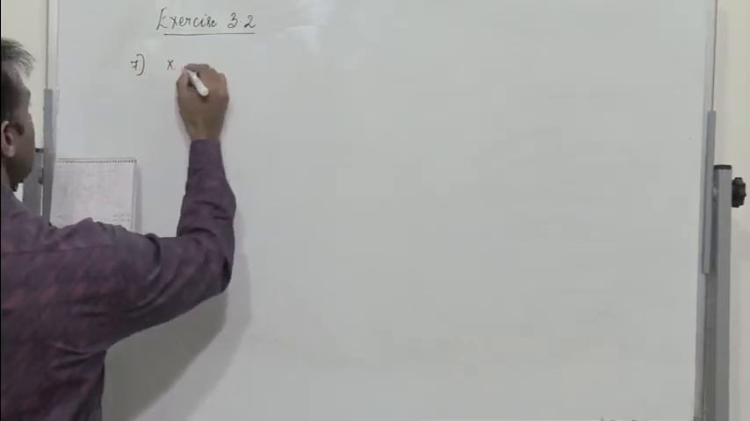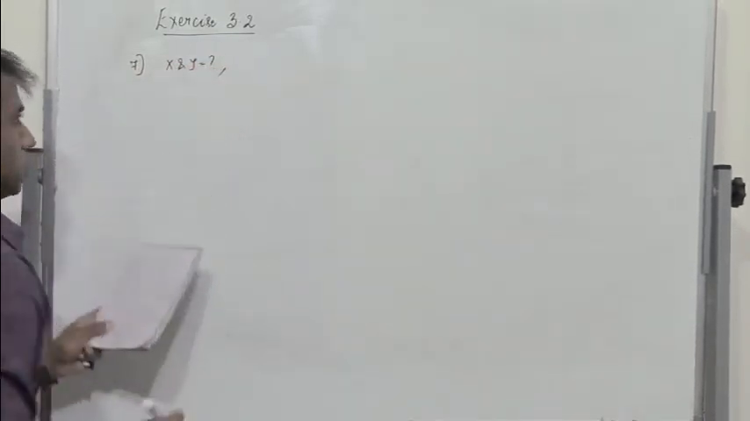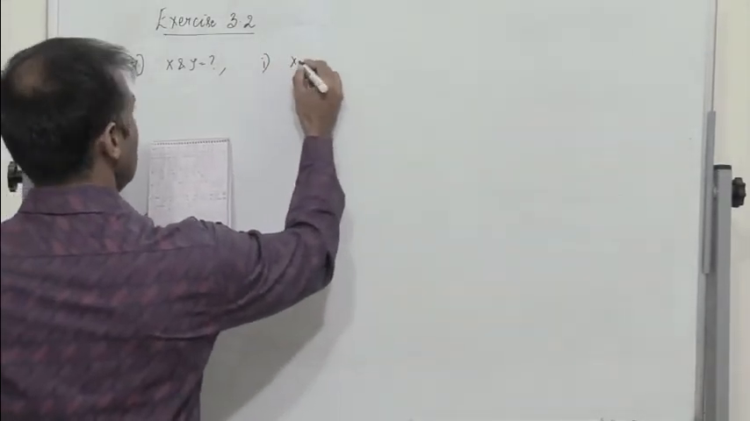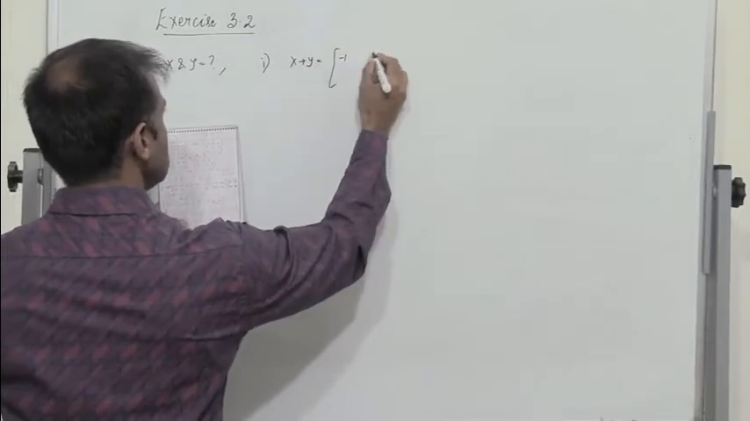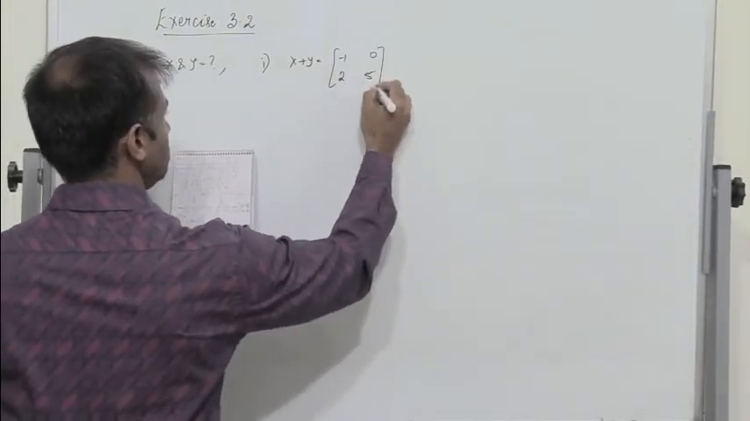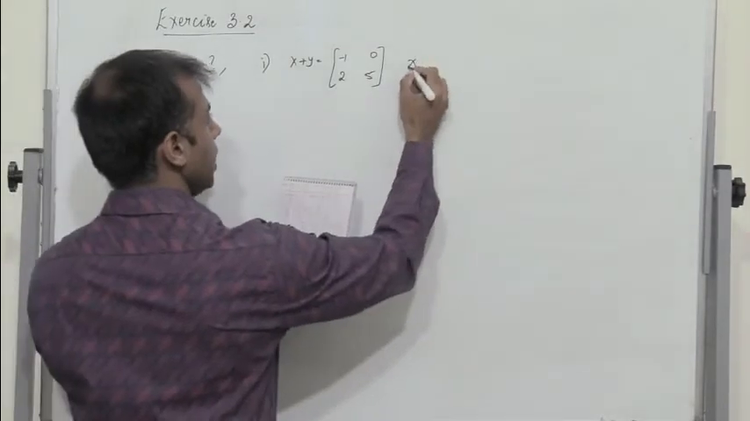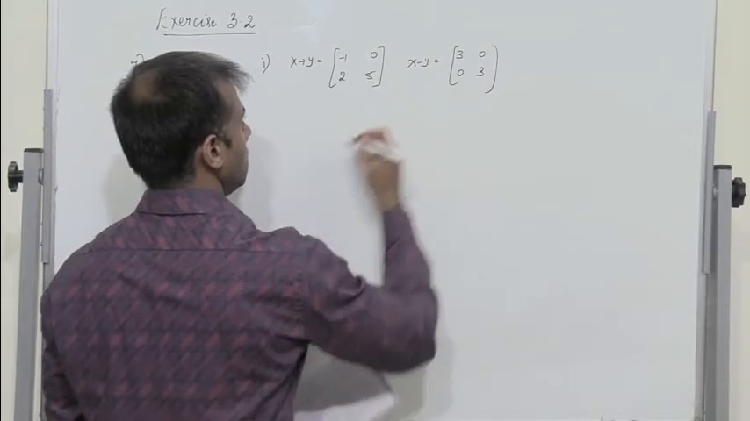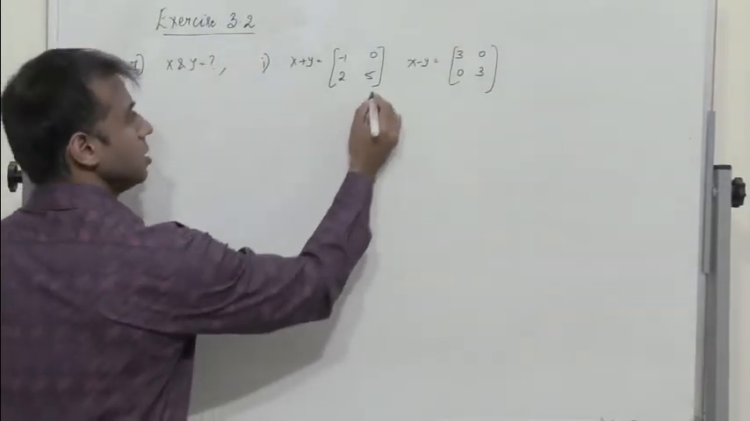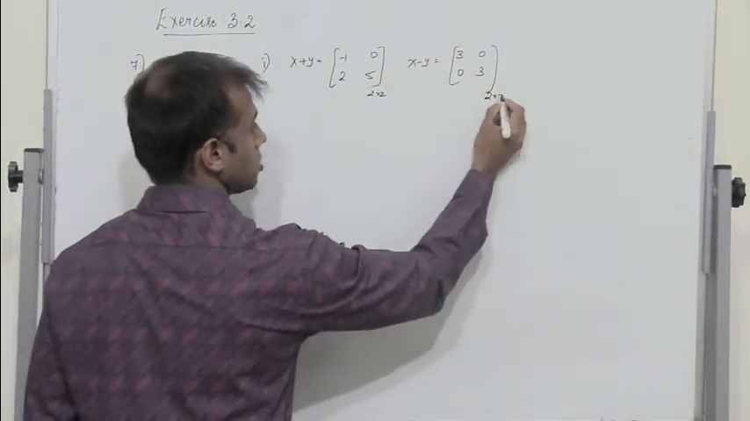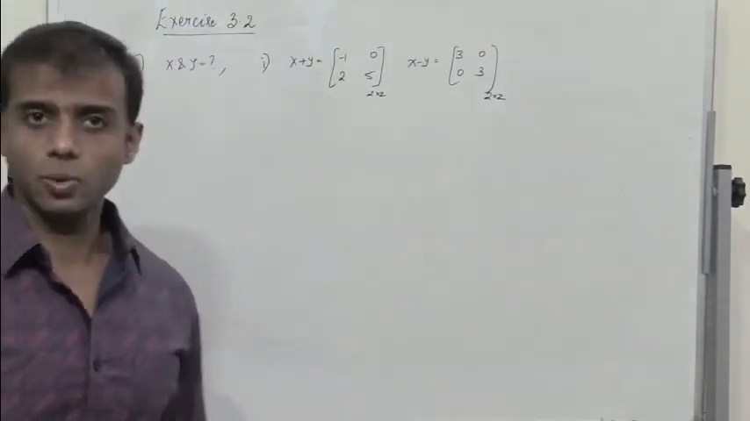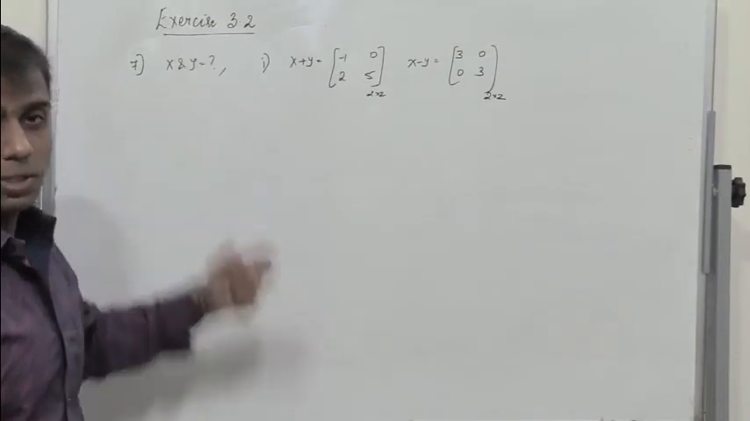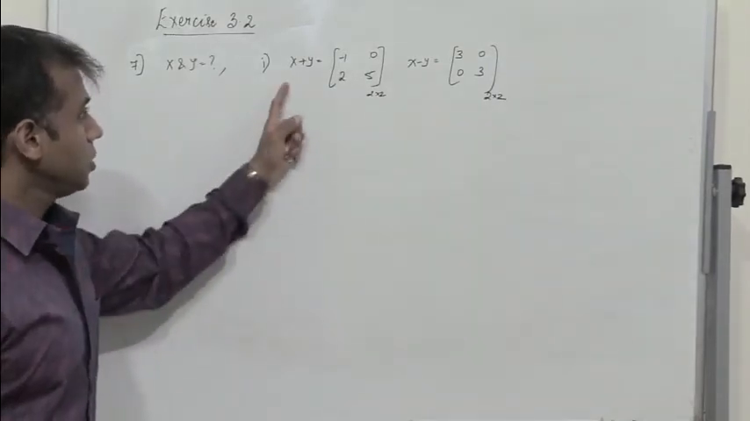Problem 7. Find X and Y. So I need to find the values of X and Y if X plus Y equals minus 1, 0, 2, 5, and X minus Y equals 3, 0, 0, 3. So X plus Y is a 2 cross 2 matrix. X minus Y is also a 2 cross 2 matrix. So we need to find the value of X and Y. Right? So essentially X also would be a 2 cross 2 matrix, Y also would be a 2 cross 2 matrix. So let me add these two.